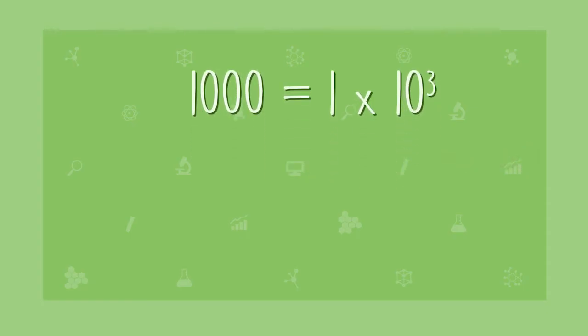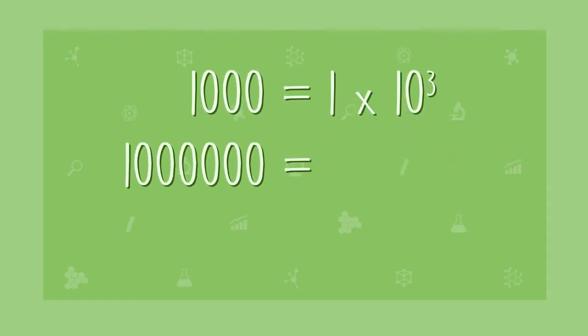This time we'll look at converting a larger number like 1 million. So remember, the decimal point is here. To convert 1 million to a number between 1 and 10, I need to move the decimal point back 1, 2, 3, 4, 5, 6 places. This gives me the number 1, which is between 1 and 10. Now we know that this number is always multiplied by 10 to the power of something, and we've moved the decimal point back 6 places, so the power, or exponent, must be 6.